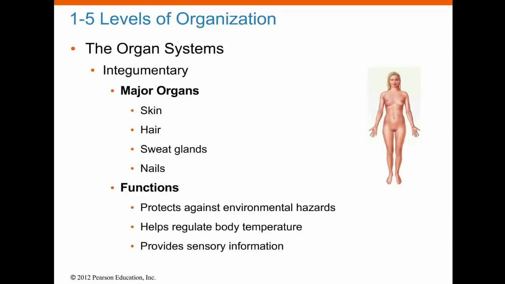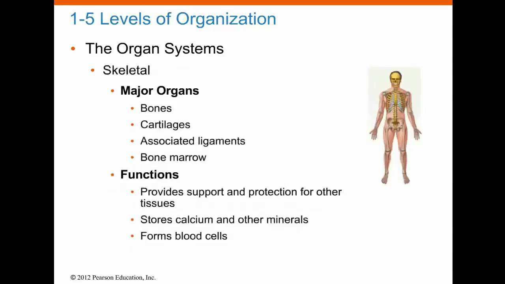The next one that we'll be covering is the skeletal system. Now the skeletal system is made up, of course, of the bones and cartilages and associated ligaments. So ligaments join bones to bones. And then inside the bones we have bone marrow. Bone marrow is very important in white blood cell and red blood cell manufacturing. So the function of the skeletal system is to provide support and protection for all of the other tissues. It stores calcium and other minerals and forms blood cells.